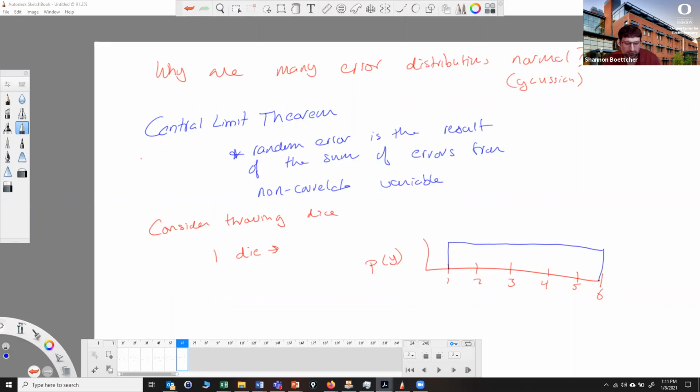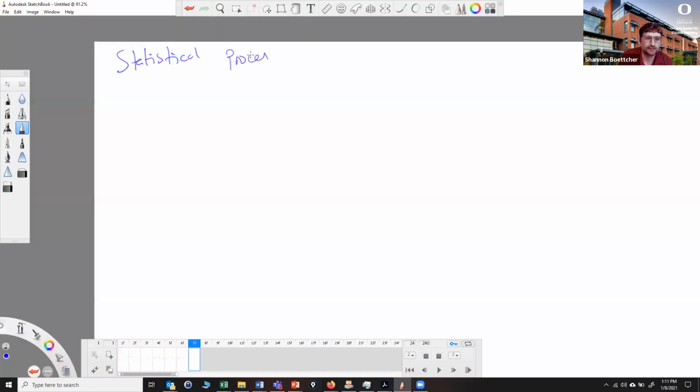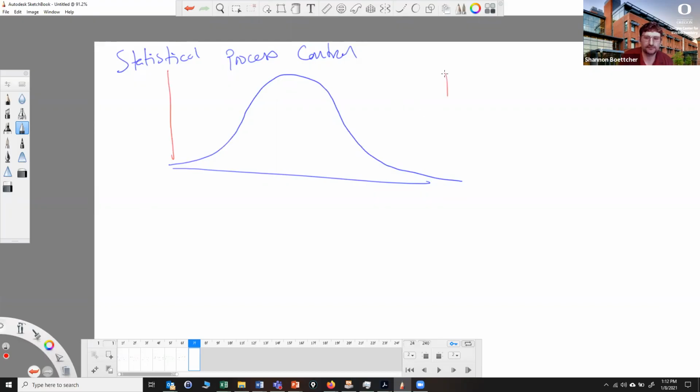Let's now talk about something called statistical process control. That's using the concepts of statistics to think about how you are monitoring, say, a production process or an experiment you're doing. The idea is, imagine you have a random process, and in that random process you get some Gaussian like this. We're going to define some more terms: the upper control limit and the lower control limit, LCL.